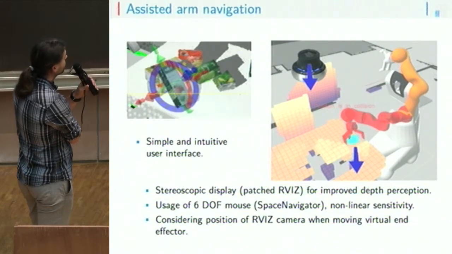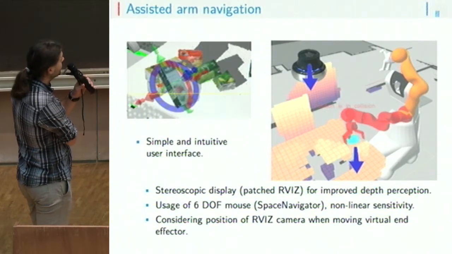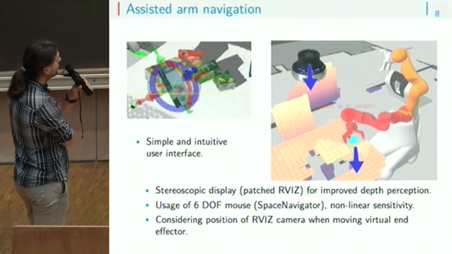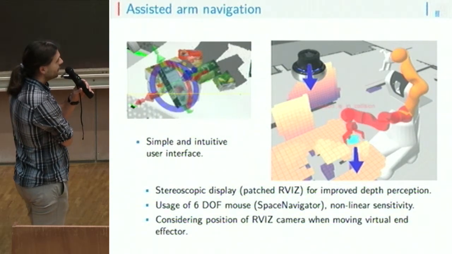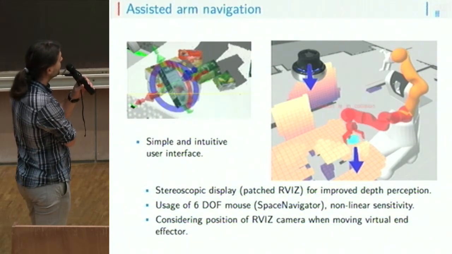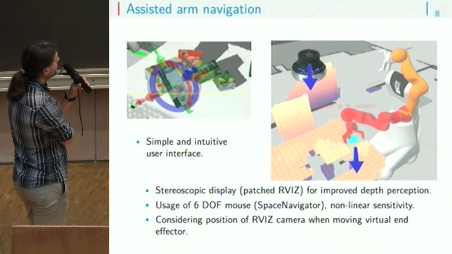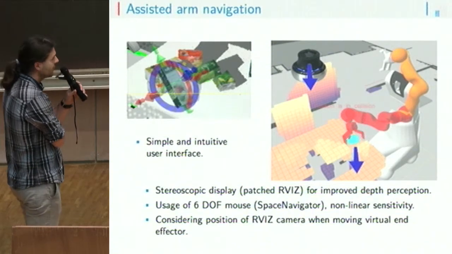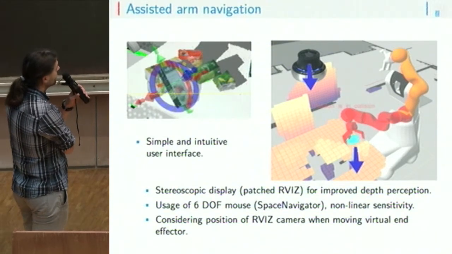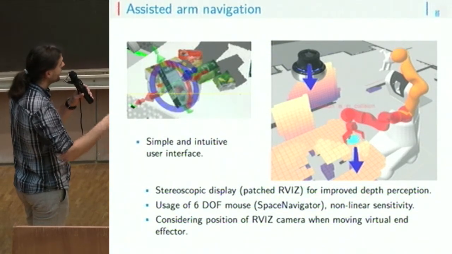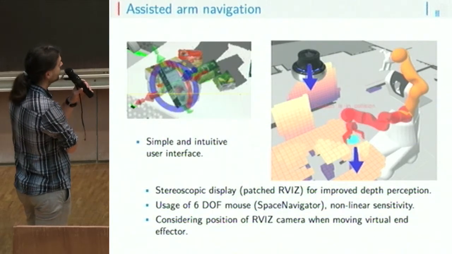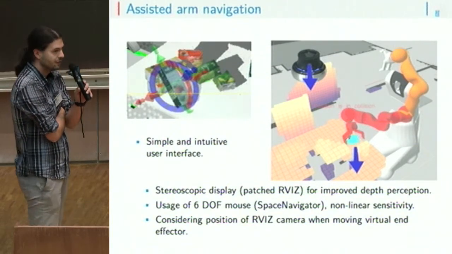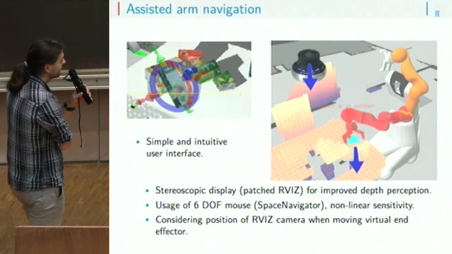On the picture on the right side, you see the robot and the marker representing the desired position, the goal position. And the cool thing is you can use the space navigator to set this goal position, and if you are making changes in the goal position, it's not done in the robot perspective or in the robot coordinate system.